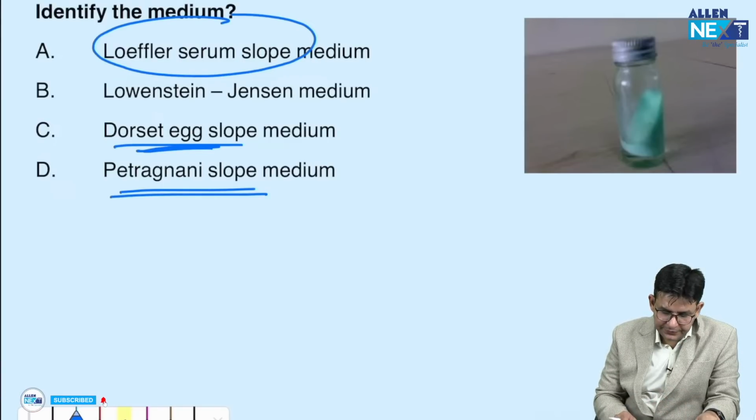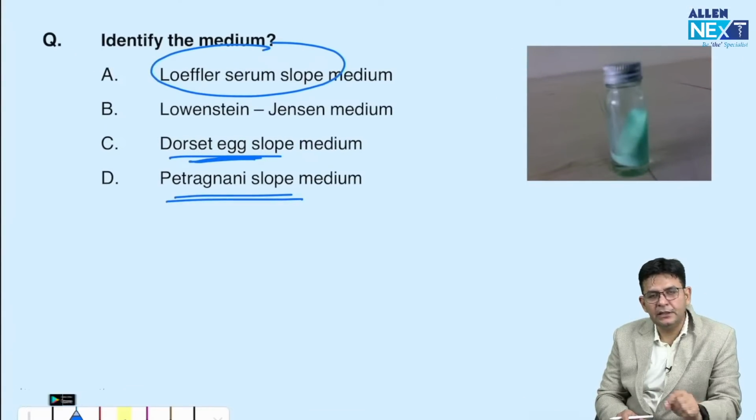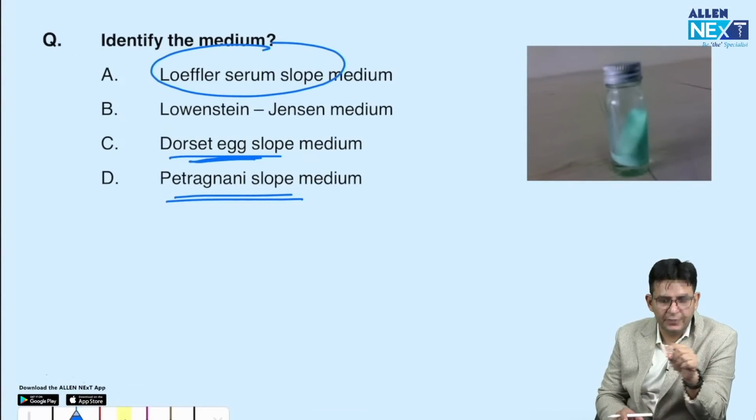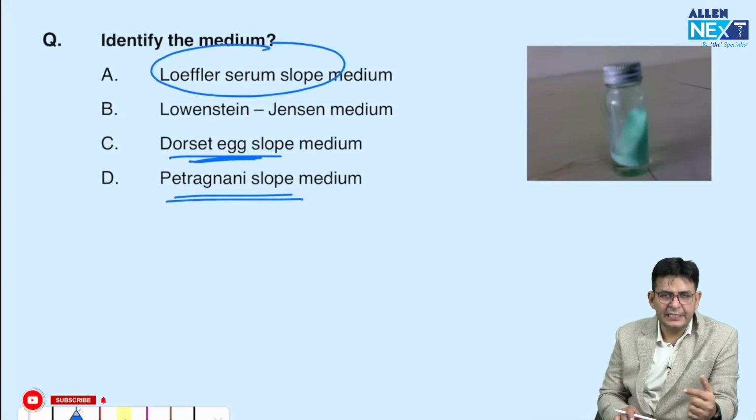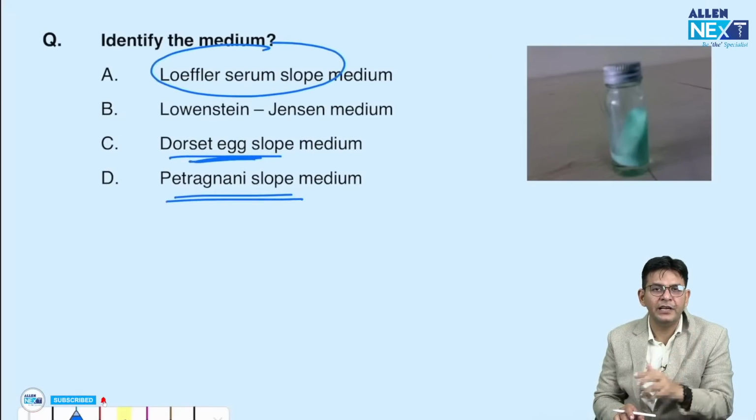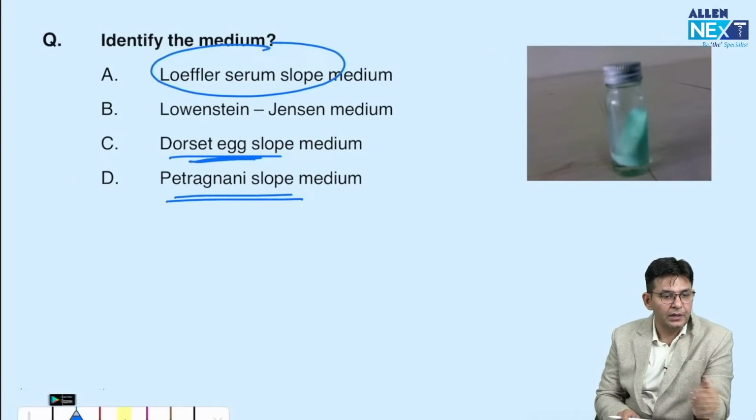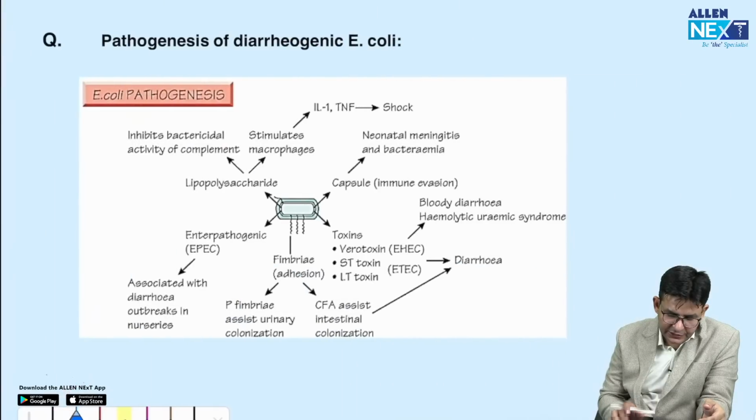Okay. So I have told you, culture media are mostly autoclaved, but this particular one is inspissated. And inspissation and autoclaving both are moist heat sterilization.